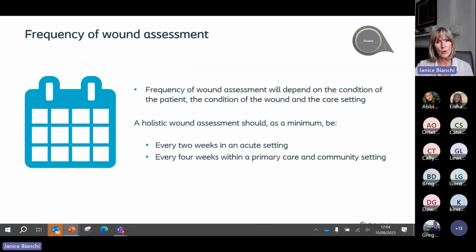And how often do we assess wounds? That depends, doesn't it? It depends on that person with a wound. It depends on the condition of the wound and where they are. But as a minimum, we would be doing a formal assessment every 2 weeks in the acute setting and every 4 weeks in the primary care setting or community setting. But obviously, every time you remove a dressing, you're doing an informal assessment of that wound.